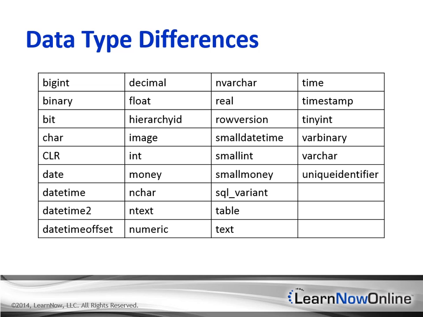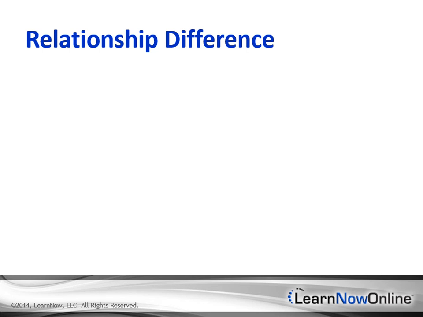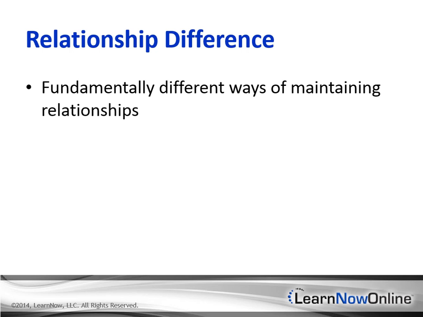All right, so that's one kind of difference that an application has to deal with when working with a data store. Another type of difference is relationship differences. So much like romantic relationships that you might have, relational databases and objects in .NET have fundamentally different ways of maintaining the relationships between related data. It does kind of sound like Venus and Mars.